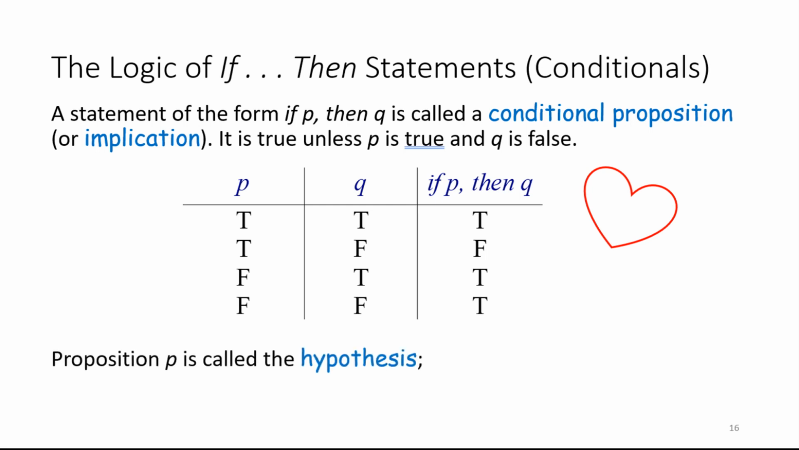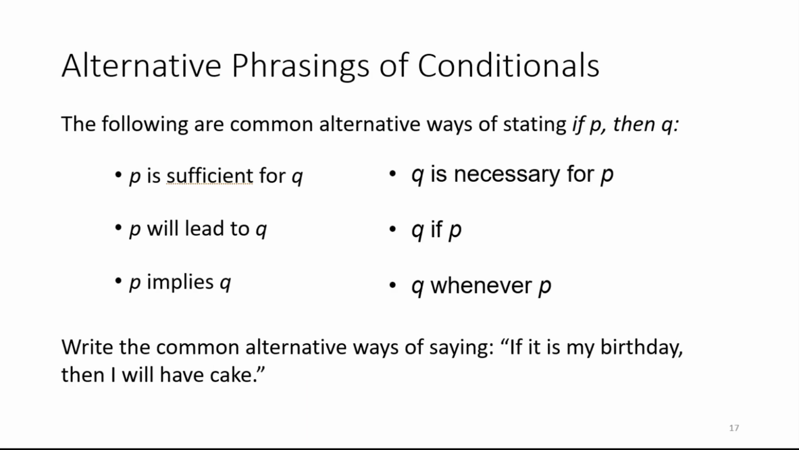Proposition P is called the hypothesis. Proposition Q is called the conclusion. Alternative phrasings of conditionals. The following are common alternative ways of stating if P, then Q. P is sufficient for Q. P will lead to Q. P implies Q. Q is necessary for P. Q if P. Q whenever P.